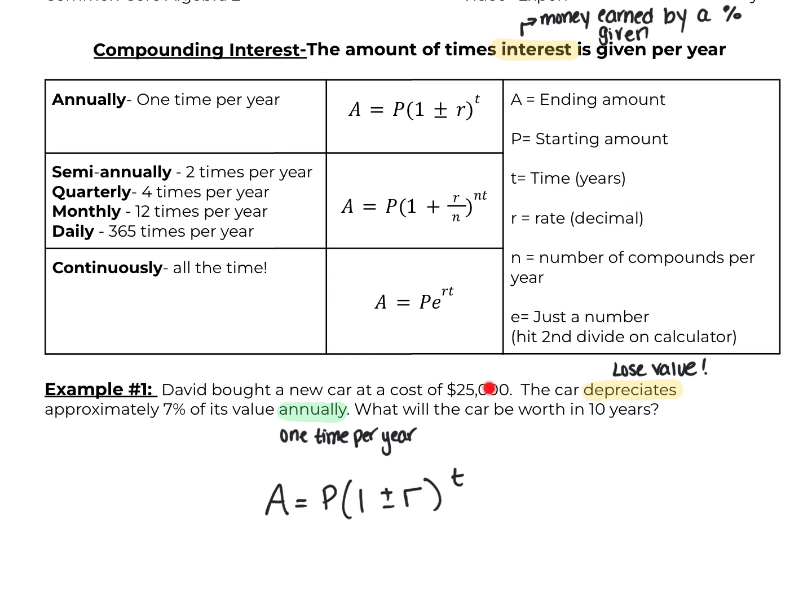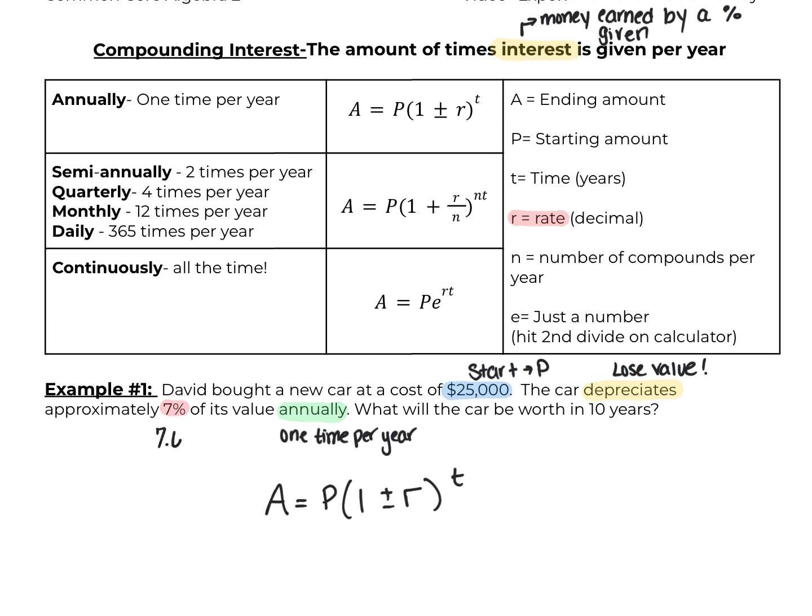So if he bought the new car that costs $25,000, this $25,000 is going to be the starting amount. That's how much he paid for the car in the beginning. So we can go ahead and label that. I just put start and then P. And then it loses, we said 7% annually. So 7% is the rate, right? Rate is a percentage, but we need to put this in as a decimal when you use your equation.